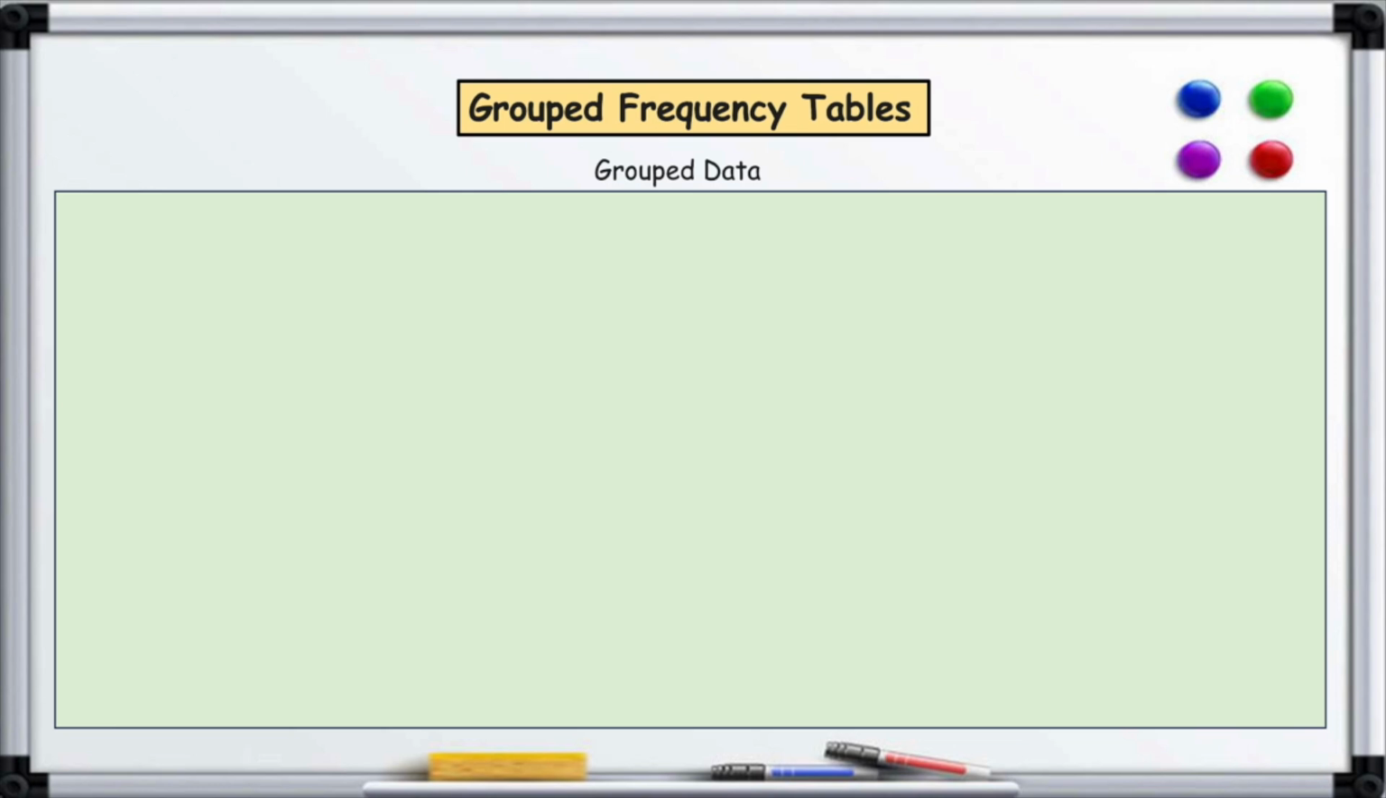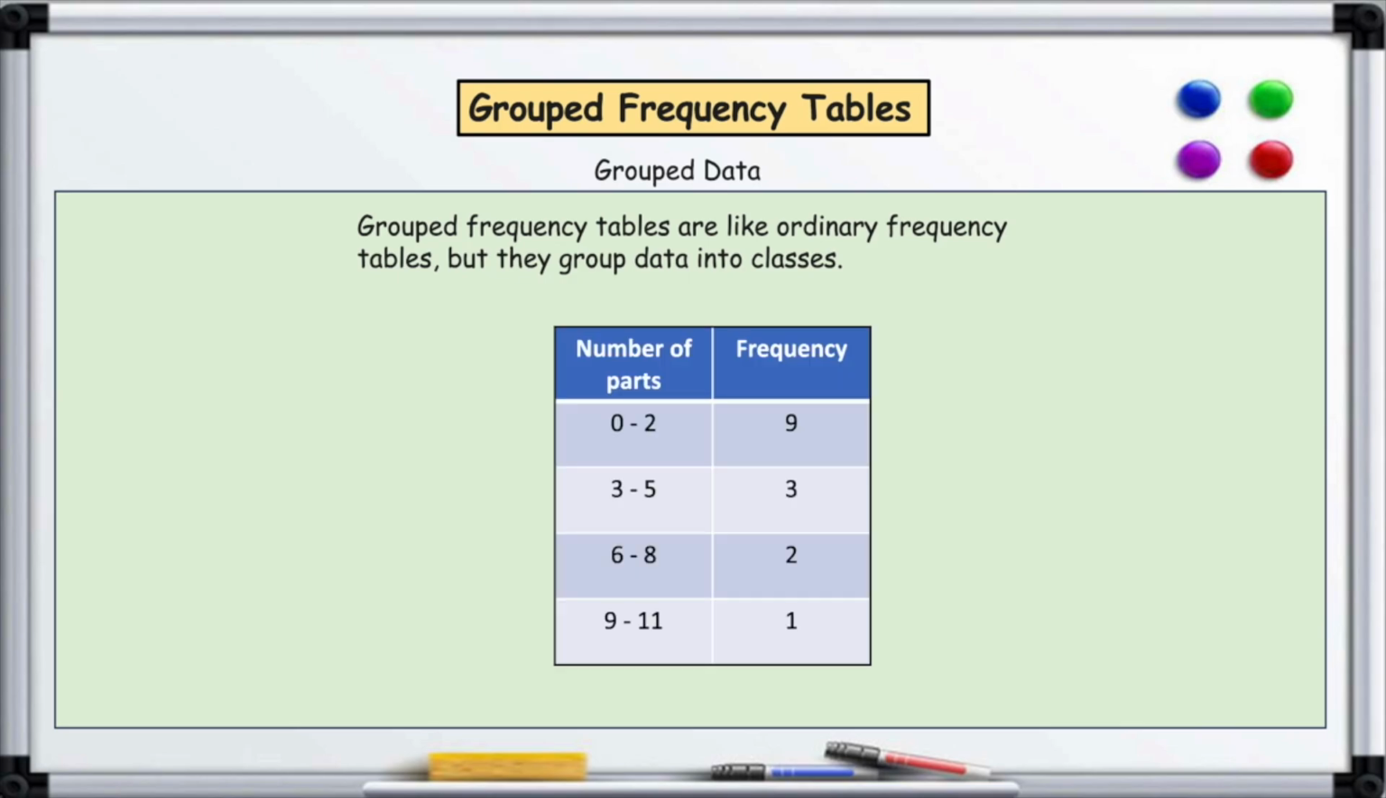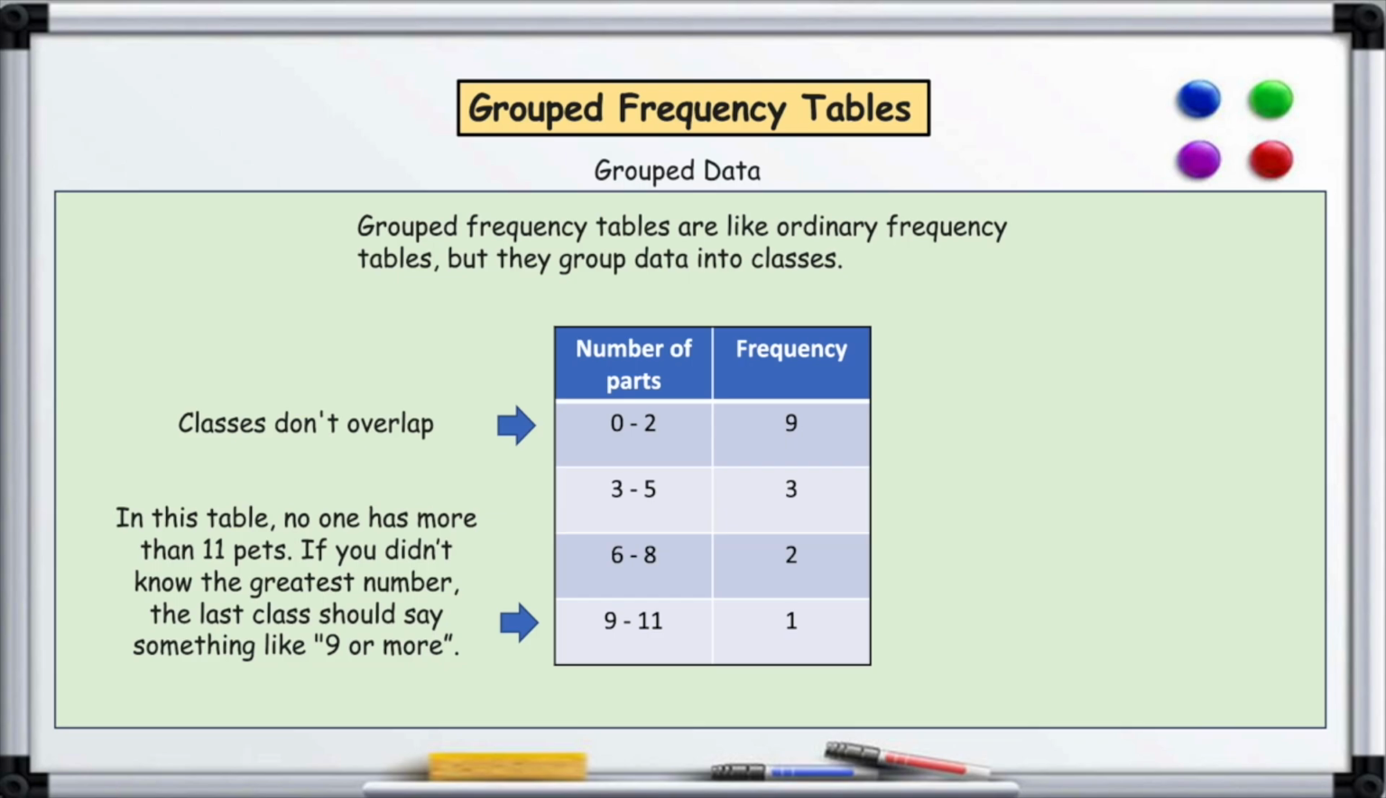Grouped frequency tables. Grouped data. Grouped frequency tables are like ordinary frequency tables, but they group data into classes. Classes don't overlap. In this table, no one has more than 11 pets. If you didn't know the greatest number, the last class should say something like 9 or more.